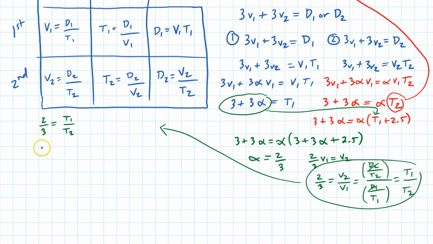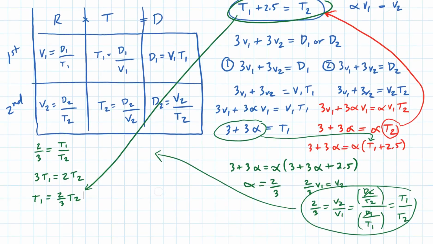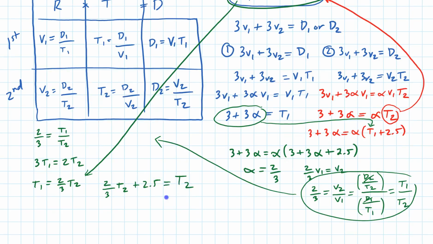or 3t1 equals 2t2. Okay, and if I solve for t1, I get t1 equals 2/3 t2. Okay, and then I'm going to use this equation again. So this is going to be 2/3 t2 plus 2.5 equals t2.